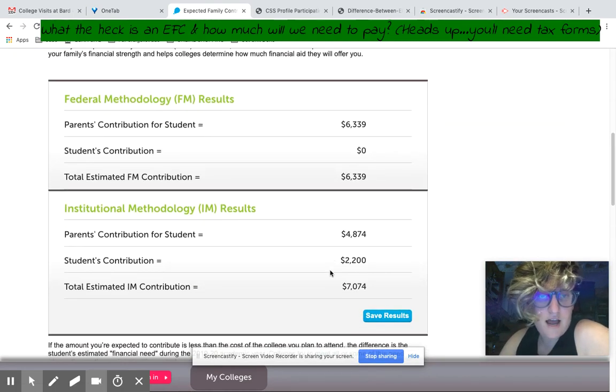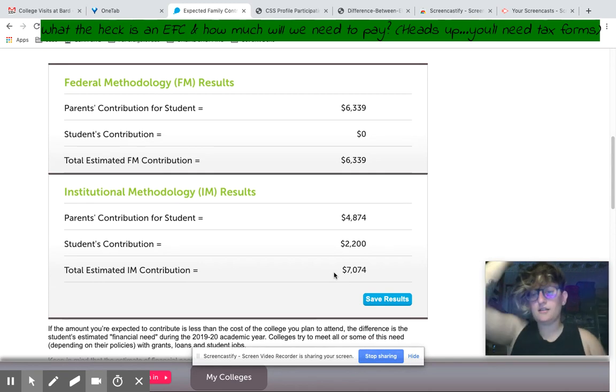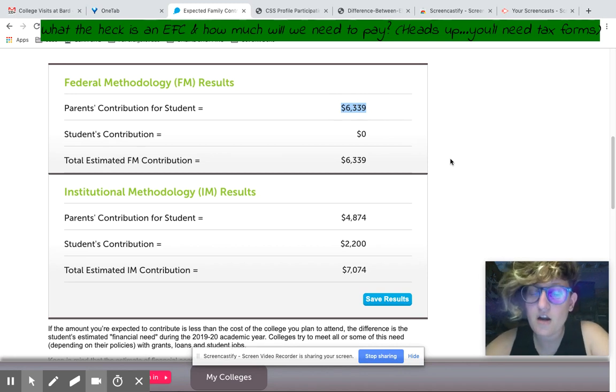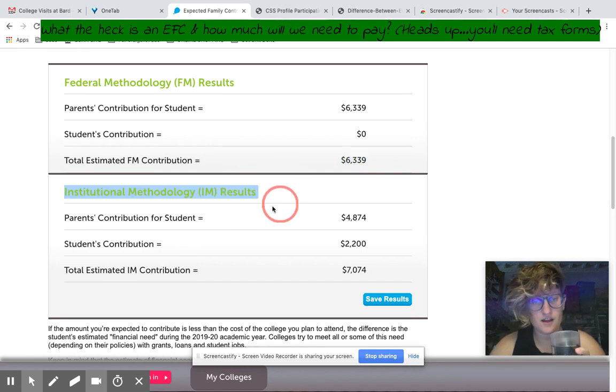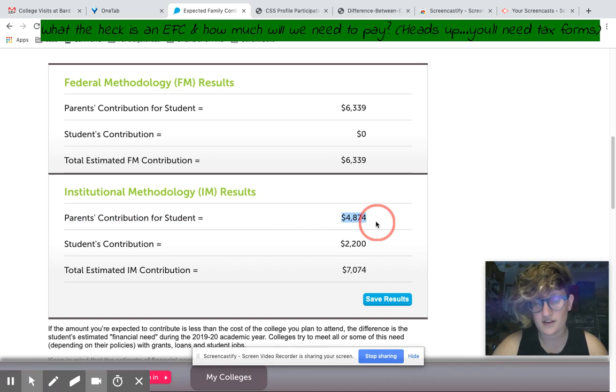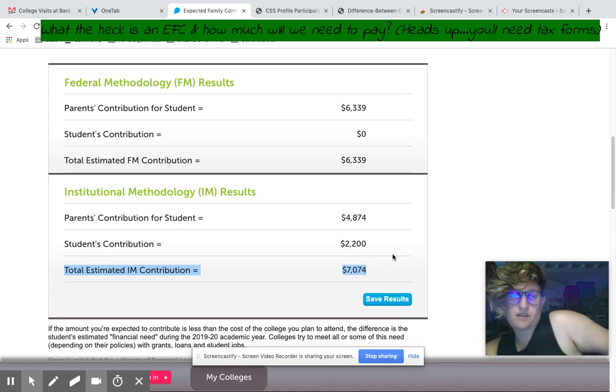All right, now, here's the answer. So we see the federal methodology, right? Parents' contribution for students. They're expecting that the parent can contribute $6,339 a year for the student's education, and the student's contribution can be zero. So the total federal methodology contribution is $6,339. Now for the institutional methodology, the parent's contribution is going to be $4,874, and the student's contribution is $2,200. And it's going to be a little bit higher. Now, you notice the institutional methodology is a little bit higher.